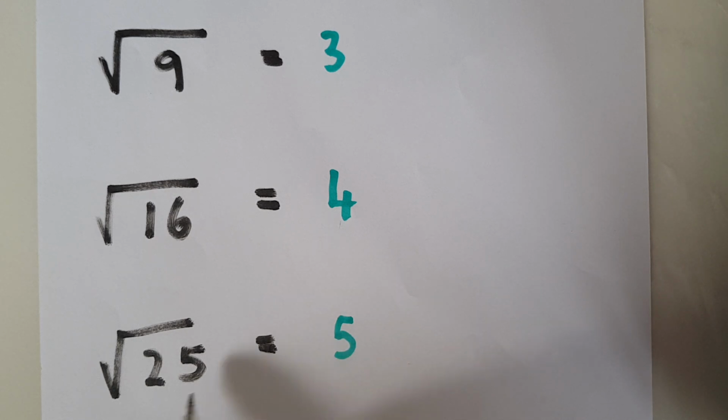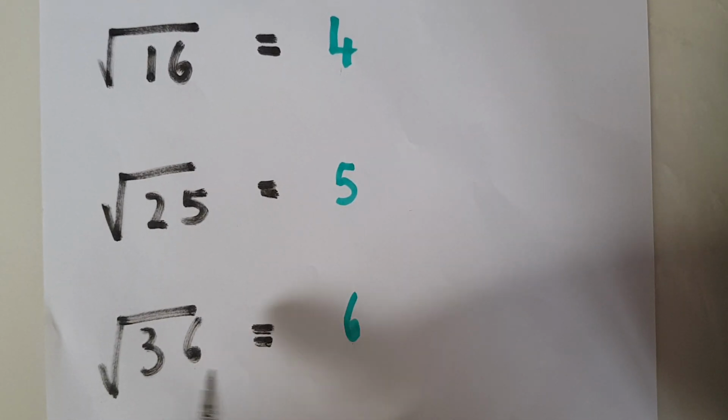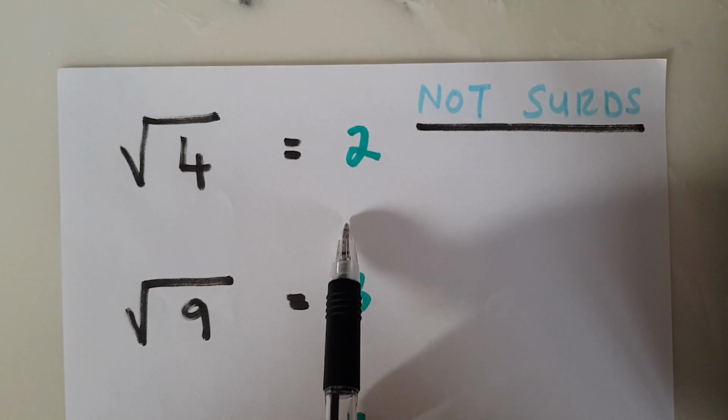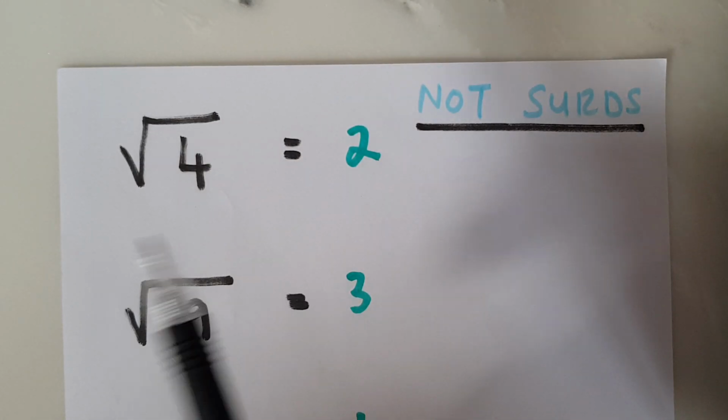When you square root 25, you get 5, and 5 times 5 is 25. Not a surd. When you square root 36, you get 6. 6 times 6 is 36. You can carry on. Square root of 49 is 7. 7 times 7 is 49. They give you whole numbers. These are not surds, okay?